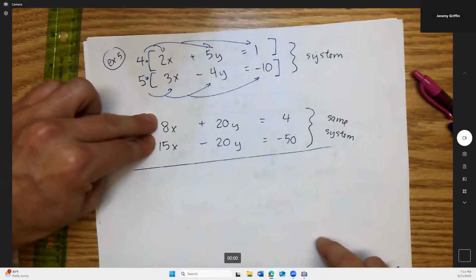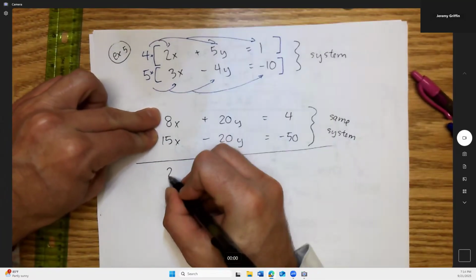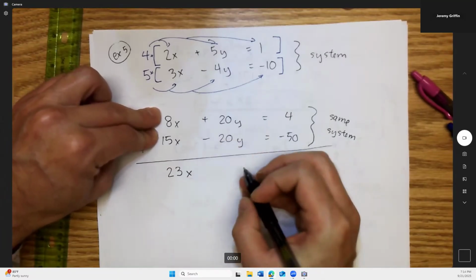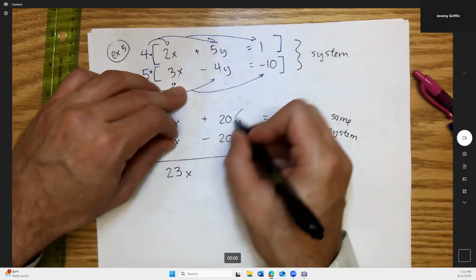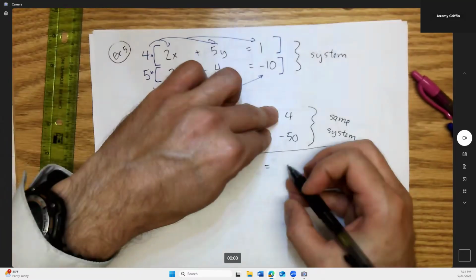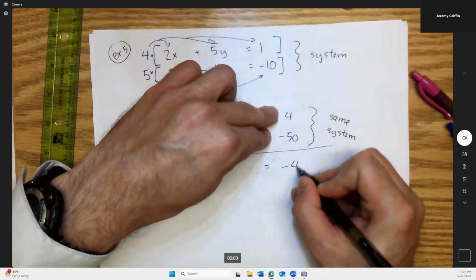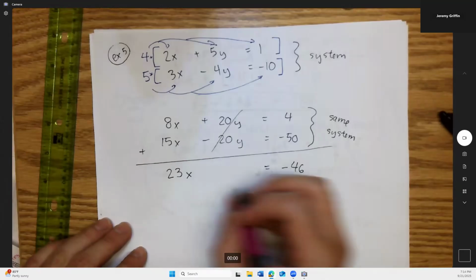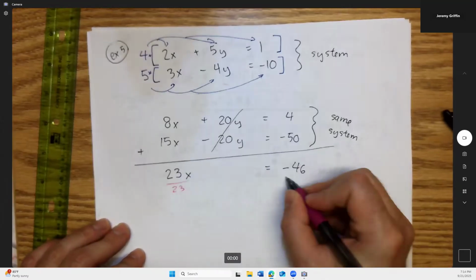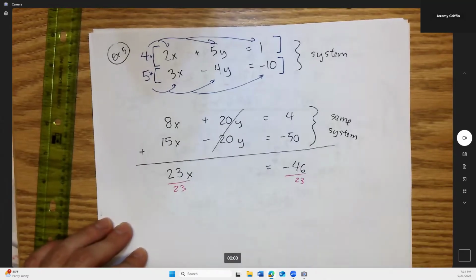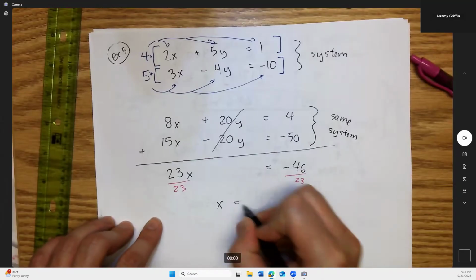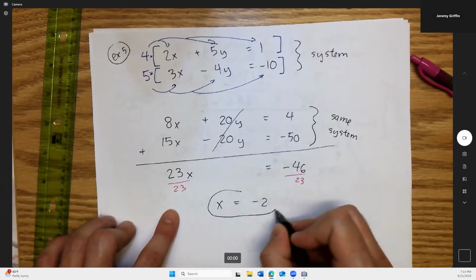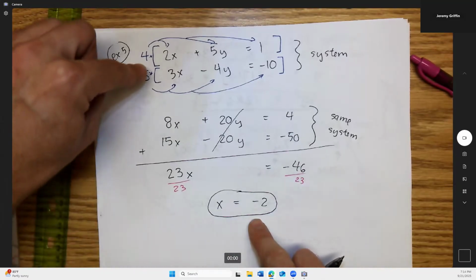Boom. Okay, this is a funny looking number, 23x. I think that's right, right? These just cancel out. And then that's equal to -46. Oh yeah, 46 is a multiple of 23. It's a good sign. 23, 23. So then x, therefore, is -2. Right?